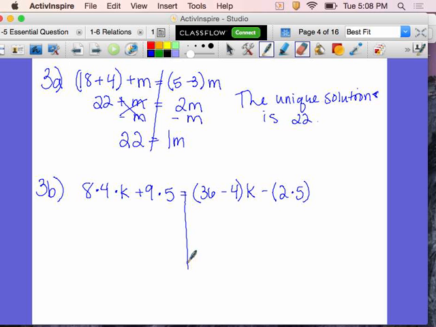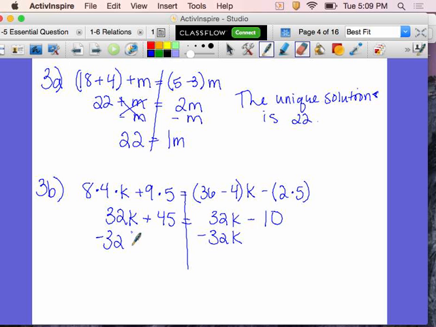So I'm careful with my operations here. That's 8 times 4 times k, so that's 32k plus 45. Over here we have 32k minus 10. And right here you might stop because you realize that your variables are going to cancel. Otherwise you finish it up and show that they cancel.